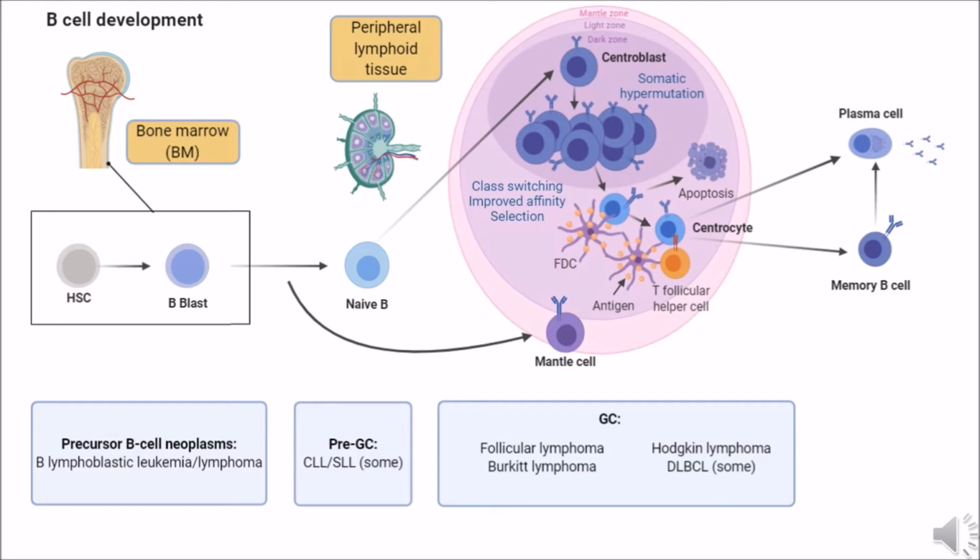After selection, B cells leave the germinal center to form memory B cells and plasma cells. Marginal zone lymphoma, subsets of CLL, SLL, and some types of DLBCL develop from this stage. Myeloma is also included here since it develops from plasma cells, but remember, myeloma is not considered a lymphoma.